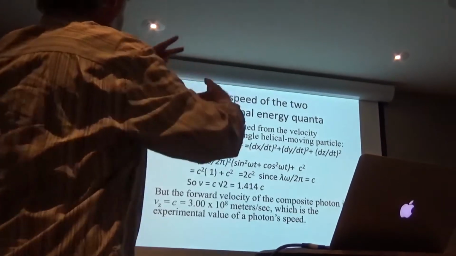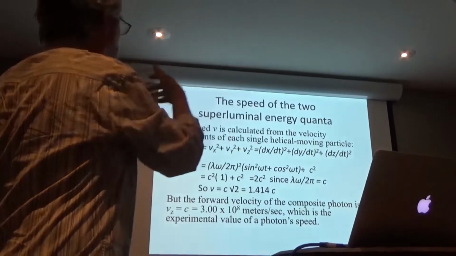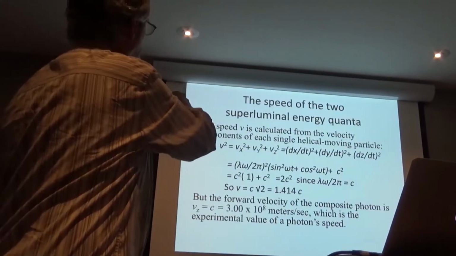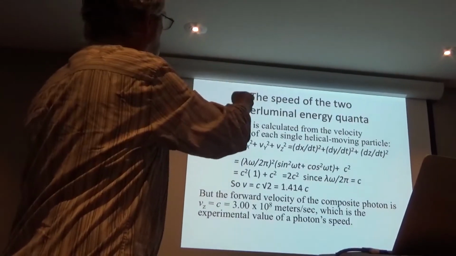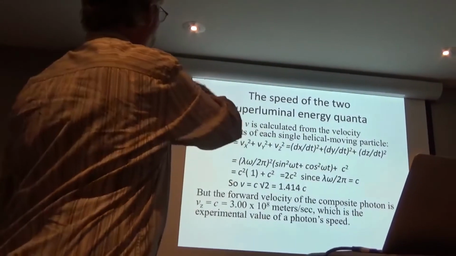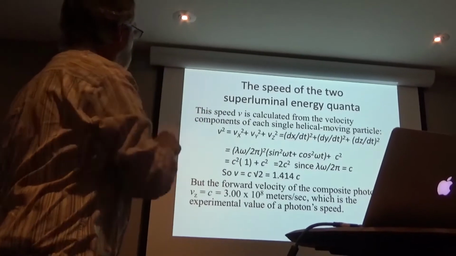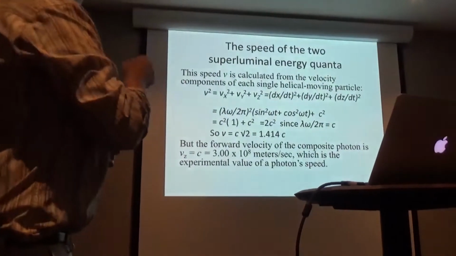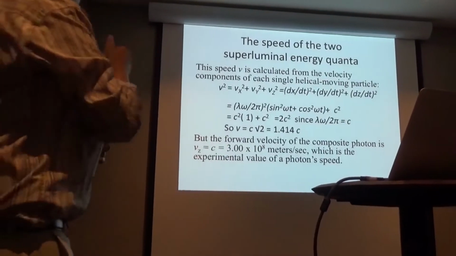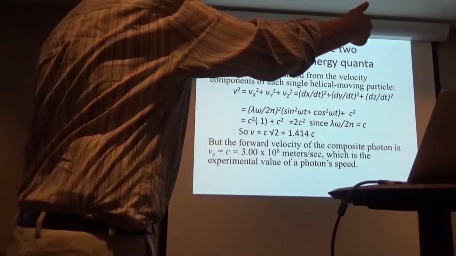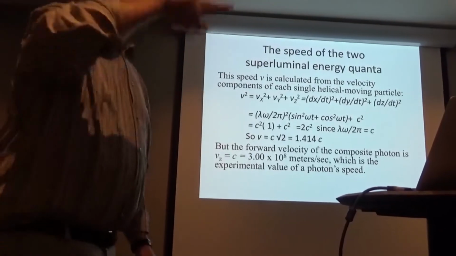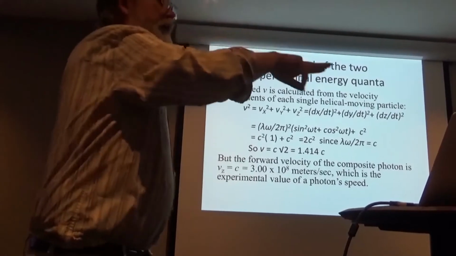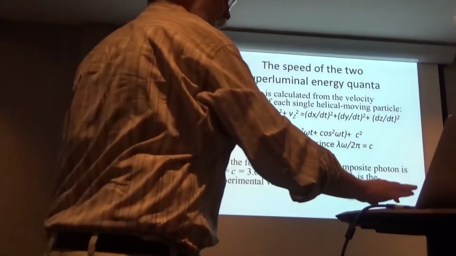What's the speed of the superluminal quanta? If you take those equations that I showed you and calculate by the Pythagorean theorem the x component squared, y component squared, plus z component squared of velocities, it comes out to c square root of 2. So each of those superluminal charged particles is moving at the speed of light times the square root of 2. They're moving forward at the speed of light. They're also moving in the transverse direction at the speed of light, but that makes a superluminal motion combination of c square root of 2.